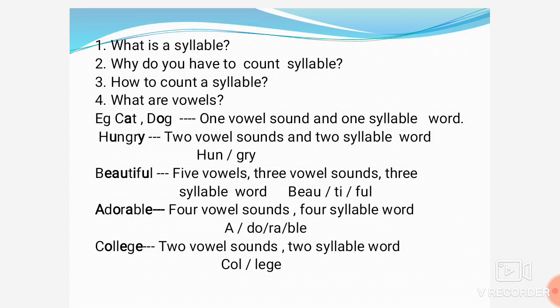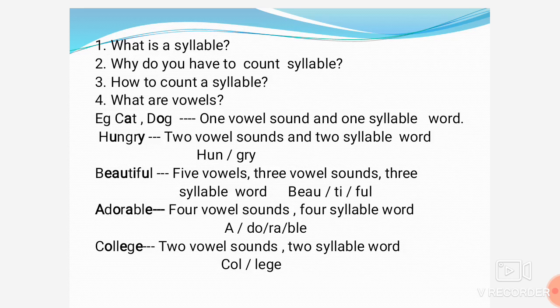Why do you have to count the syllable? It is very important to know how to count the syllable, because when you change a positive degree adjective to a comparative and superlative, we should know how many syllables are there in the word, and only then you can change them. So it is very important to know how to count the syllable. Now let's learn how to count the syllable.